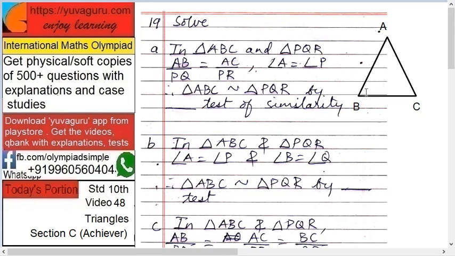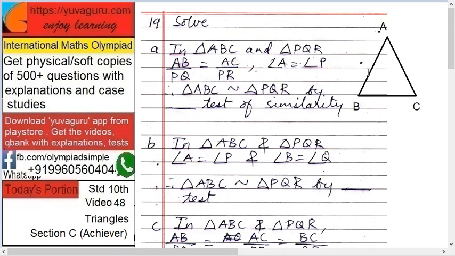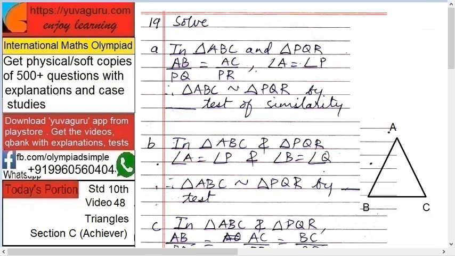So what happens, what is the test for similarity then? What are the tests for similarity? SSS, SAS, AAA and RHS, right? These are similar to those of congruency, only AAA and RHS are different. AAA is also called only AA. So these two would be similar by what? SAS, right? Now second, in triangle ABC and triangle PQR, angle A equals P, B equals Q.